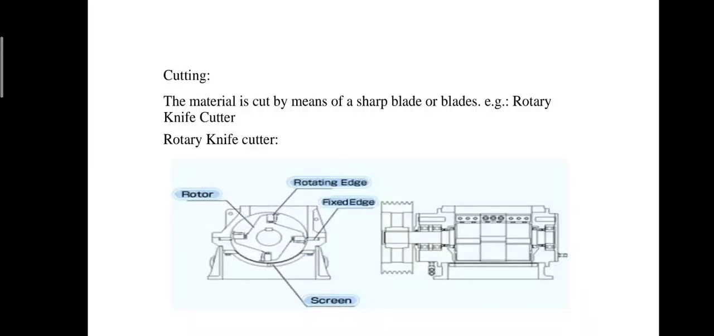Now, cutting mechanism. The material is cut by means of a sharp blade or blades. Rotary knife cutter mills run by cutting mechanism. Here we are discussing the rotary knife cutter. Rotary knife cutter is suitable to shear and crush limber and elastic materials such as rubber and plastic.